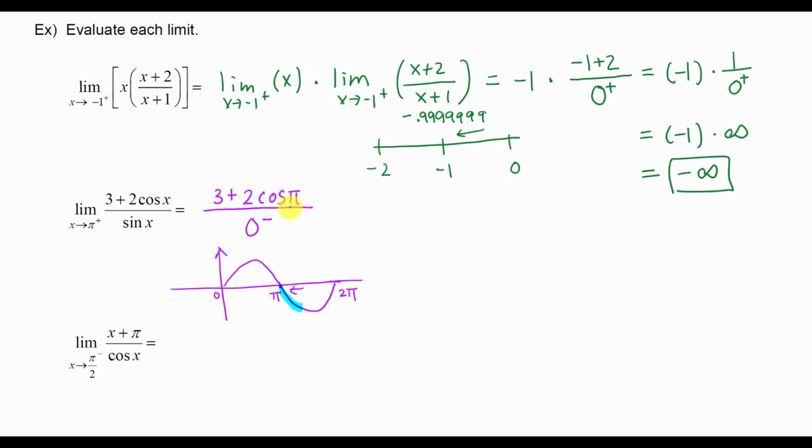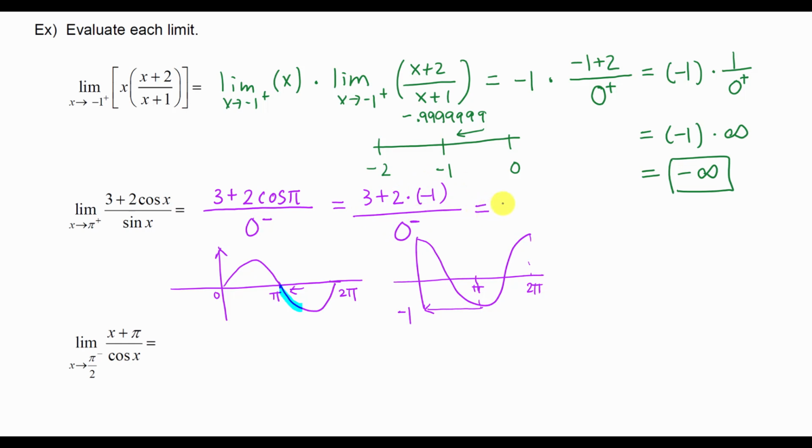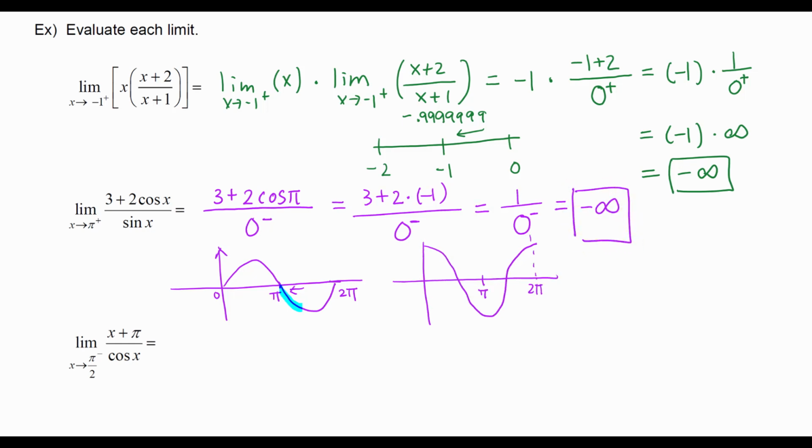And cosine of pi, the graph looks like this, right? This is from 0 to 2 pi. At pi, it is negative 1. So that will be 3 plus 2 times negative 1 over a negative number very close to 0, which is equal to 3 minus 2, which is 1 over a negative number very close to 0. And therefore, this will go to negative infinity as well. Let's do the last problem.